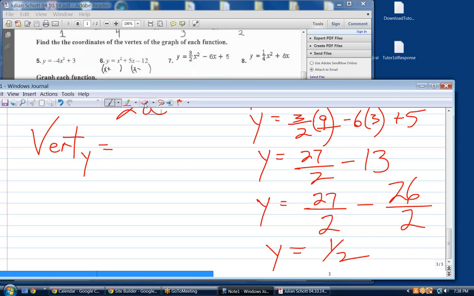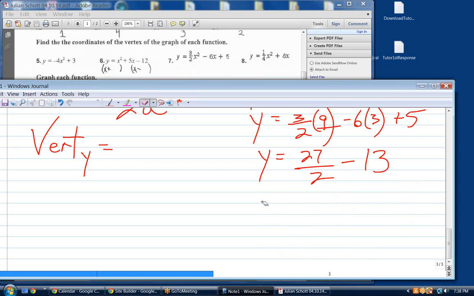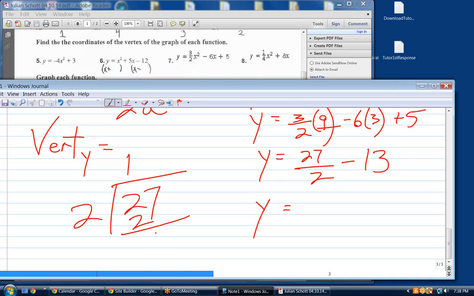Now let's go back and do it a different way. What proper fraction is 27 over 2 equal to? That's an improper fraction. But if I want to turn it into a mixed number, what would it be? Well, divide 2 into 27. Get 13, remainder 1.